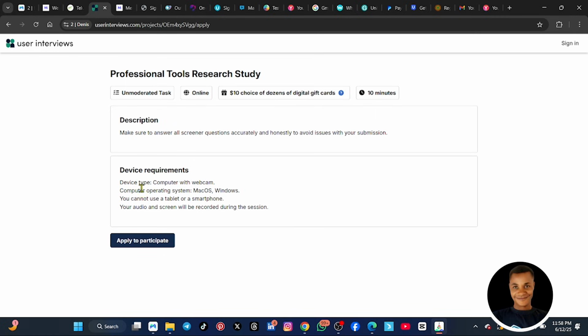So the requirement is you need a computer with a webcam. You don't need another webcam. If your computer has a camera, once you click on it, it will always show you. Your computer must be a Mac or Windows. You cannot use a tablet or a smartphone. You see, some of them are for laptop, while some of them are for other devices. All right. So let me go back again.